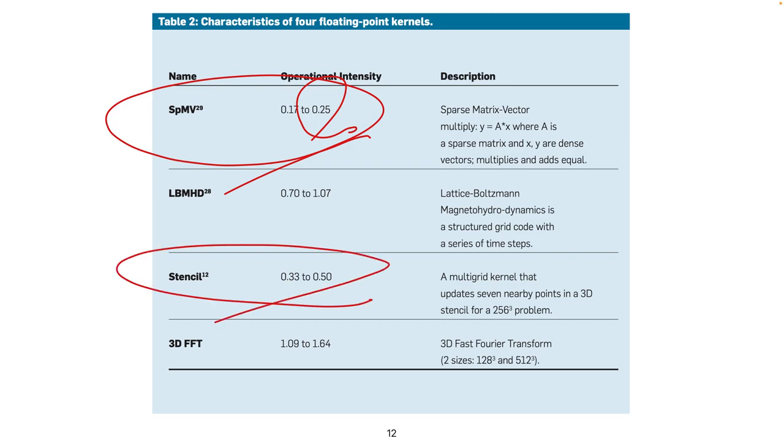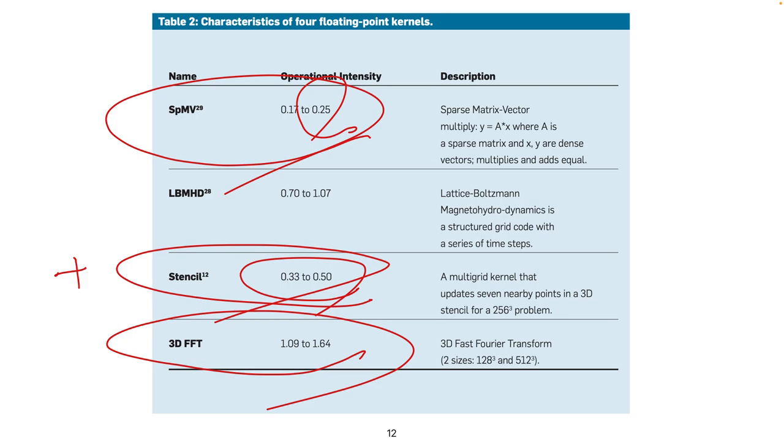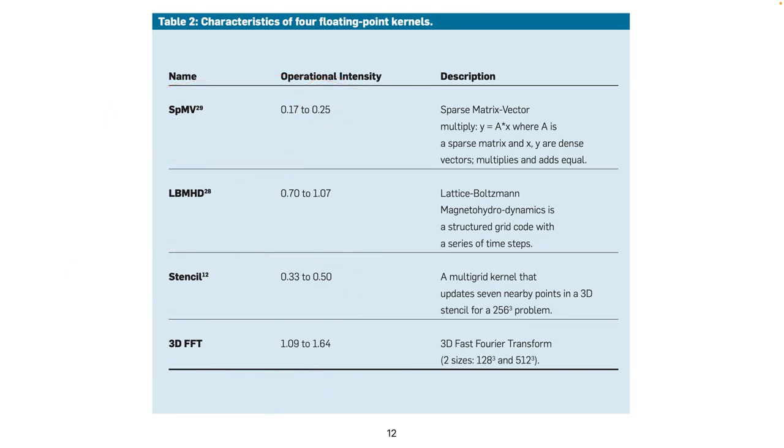Stencil is like a cross operation with your data. That actually takes 0.33 to 0.50, because for every number you have to get values from its neighbors. That's why it's so costly. And for fast Fourier transform in 3D, it's actually like 1.09 to 1.64. That's a lot denser, right? So those are the general computational costs for the algorithms.